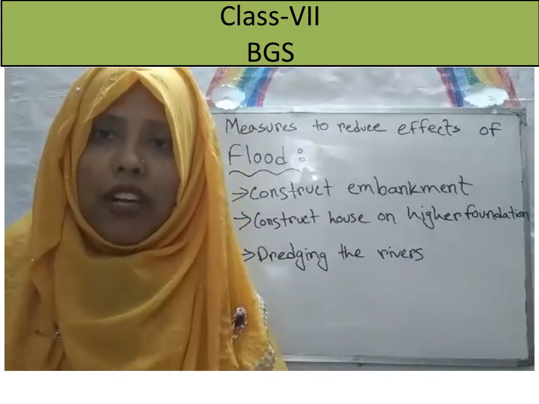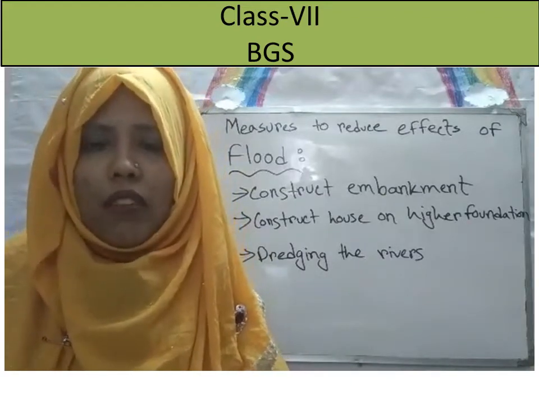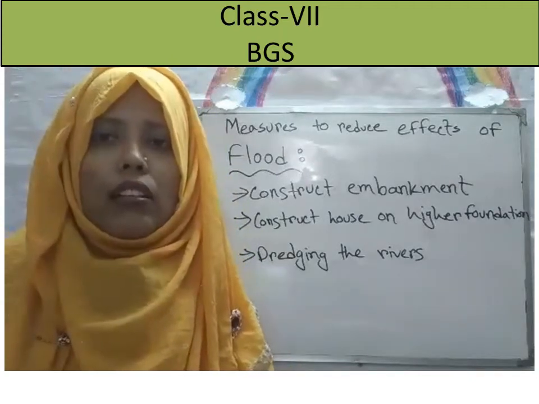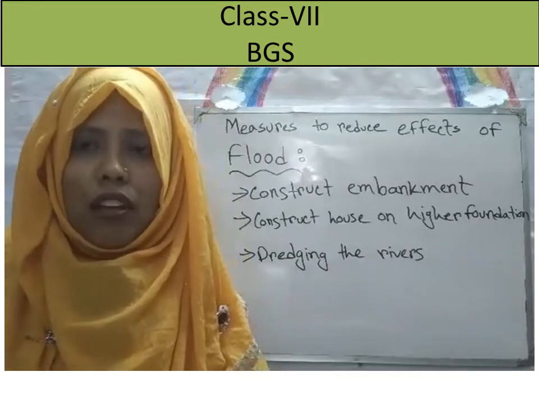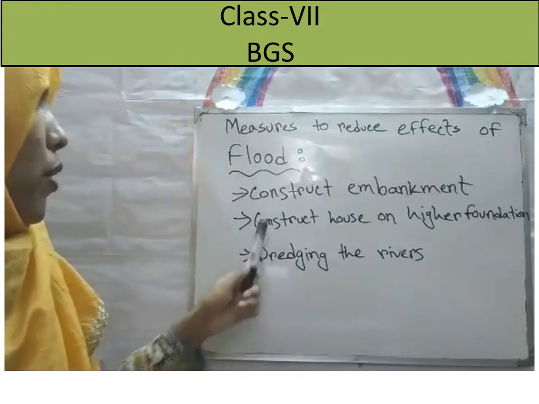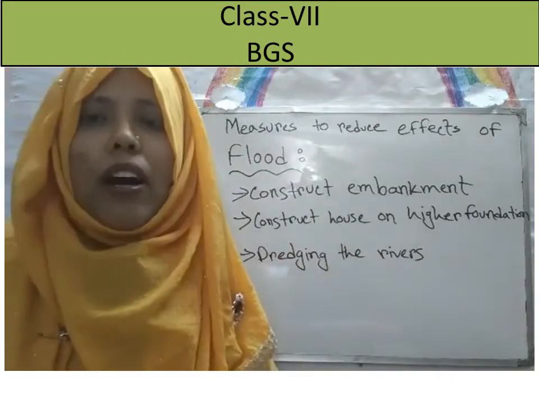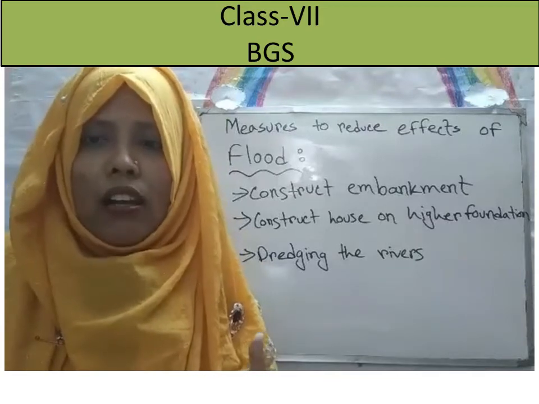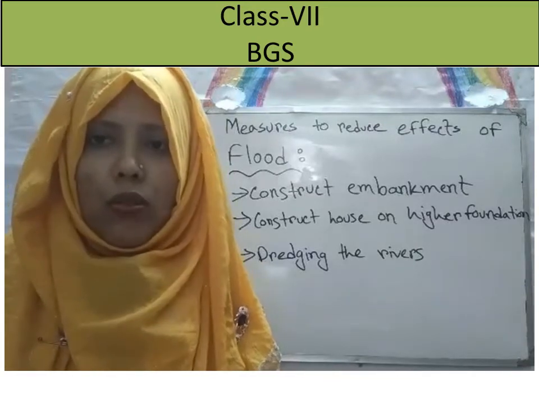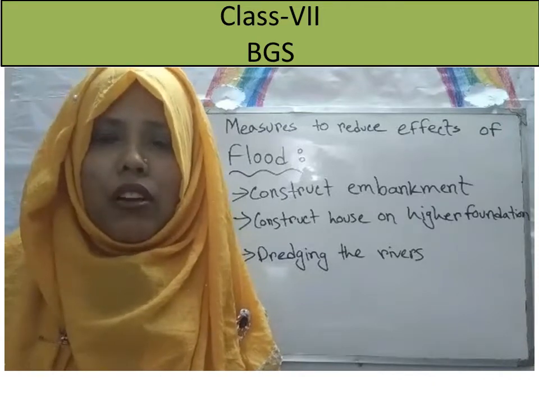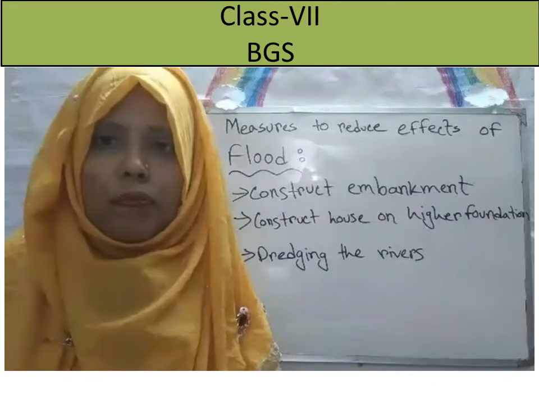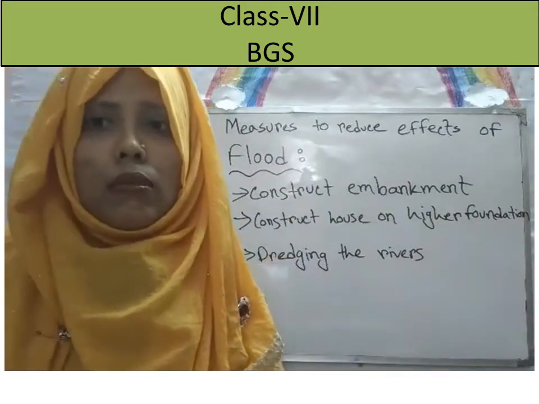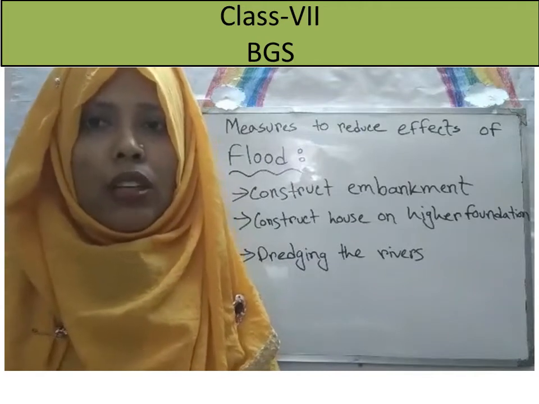Students, we know that every year flood occurs in Bangladesh. We cannot control the flood, but if we want, we can reduce the damages of flood. But how? If we construct an embankment, meaning a dam or a wall made by earth or stone, it protects the river or flooding area from the flood. So if we construct an embankment, then our flooding area will be protected.